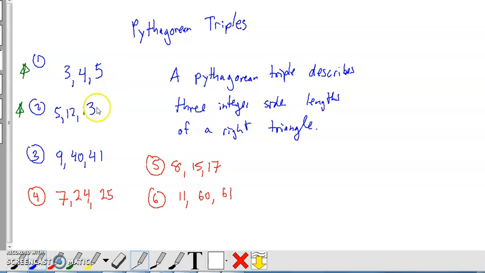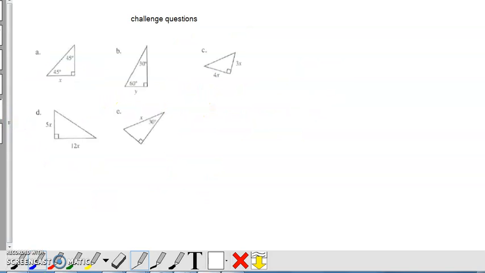The 3, 4, 5, 5, 12, 13, 9, 40, 41, 7, 24, 25, 8, 15, 17, 11, 60, 61. Again, the smaller of the two numbers are always our sides, and the largest number is always the hypotenuse. And again, we're only using integers. That's the really key aspect of that. If it's not an integer, it's not a Pythagorean triple. So go ahead, take a moment and pause the video and try to do these 5 challenge questions.